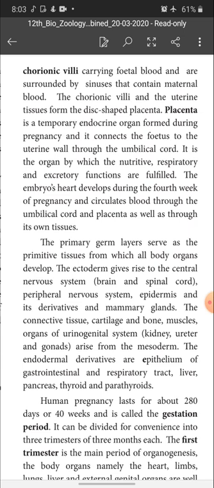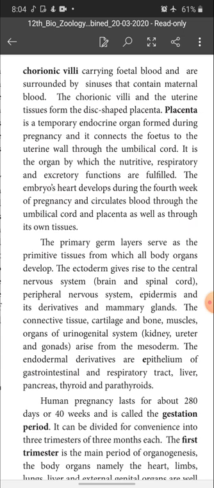Please note down, children, the embryo's heart develops during the 4th week of pregnancy itself and circulates blood through the umbilical cord and placenta as well as through its own tissue. So during the 4th week of gestation, the heart is developed and circulates the blood to the umbilical cord and the placenta, as well as to its own tissues, in the sense of fetal tissues.